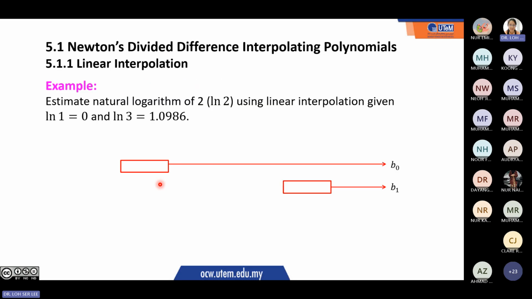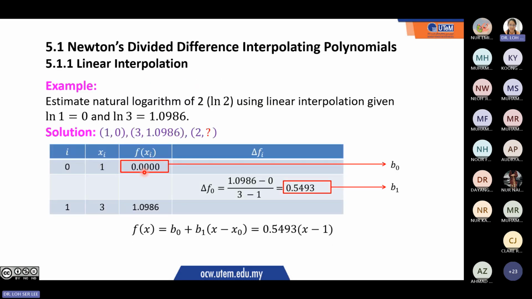Now we look at one example. This one: estimate the natural logarithm, that means ln, of 2, using linear interpolation given these 2 points. You can assume this to be your x. And when your x changes, you get your y. That means you have something like ln x equals y. When x changes, you get a different y.